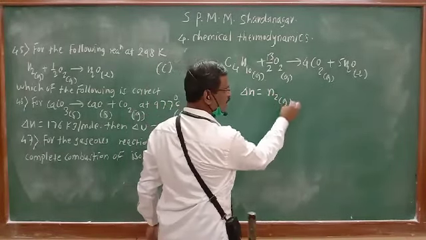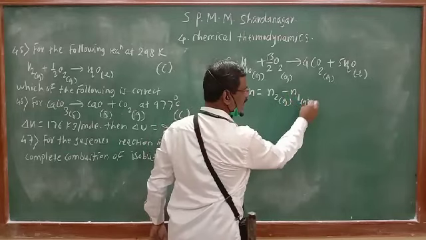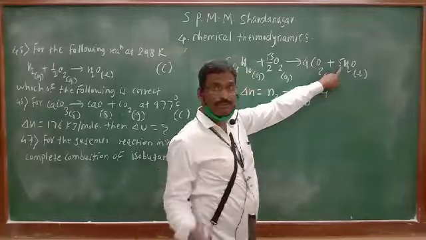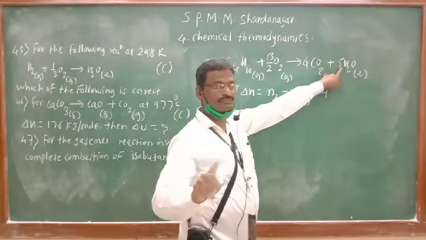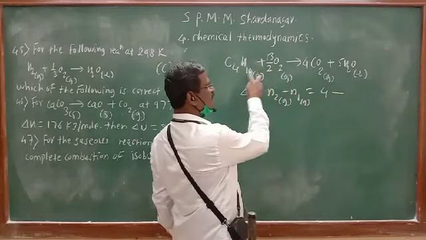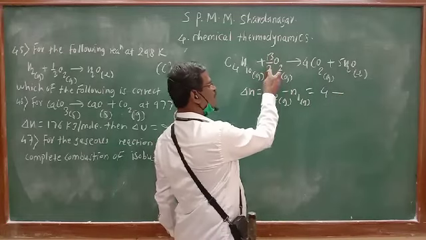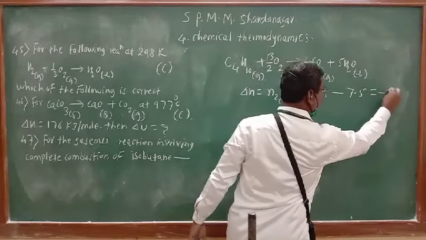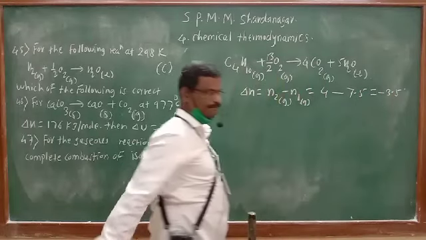What is delta N for this reaction? N2 gas minus N1 gas. N2 gas is 4. This is liquid, don't consider. So 4 minus, this is gas, this is also gas, 6.5 plus 1, 7.5. So the answer is minus 3.5.